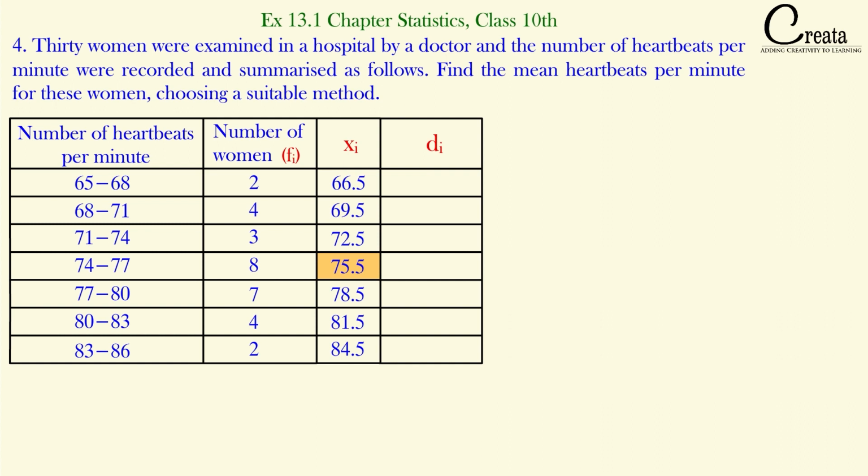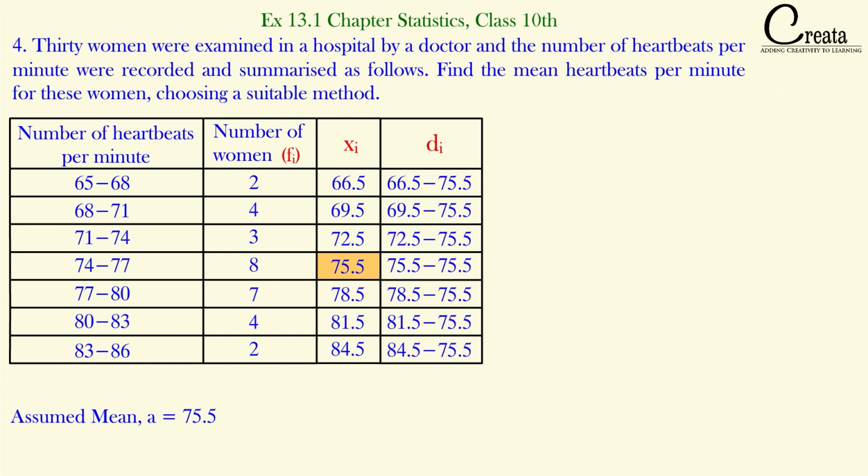So we will assume this as the assumed mean, and we will subtract this assumed mean from all the given values of the observation. Got it? We have just assumed 75.5 as the assumed mean, but you are free to use any value as the assumed mean.